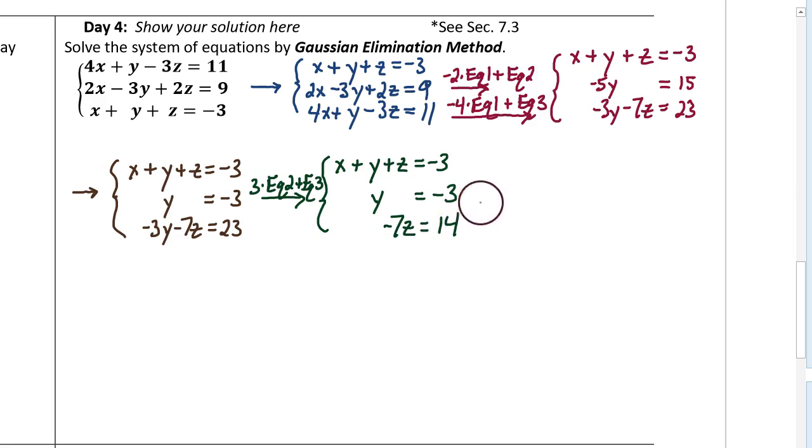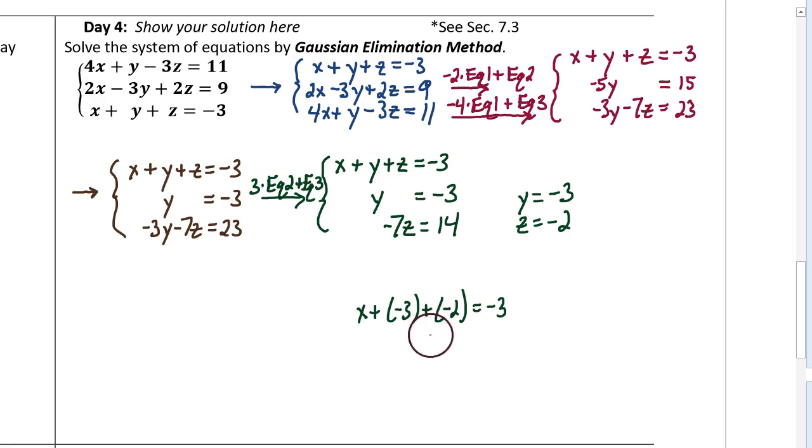If you want, you could go one more step where you divide both sides by -7 to get a leading coefficient of 1 on the z. We're going to end up doing that anyway to solve for z. We will get that z is -2. In the second equation, we already know that y is -3, and then we can use both of those values in the first equation to solve for x. Let's do that down here. X plus -3 plus -2 is equal to -3. We would discover that x is equal to 2.